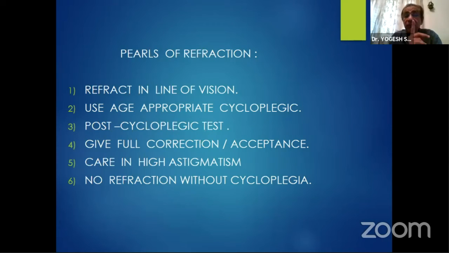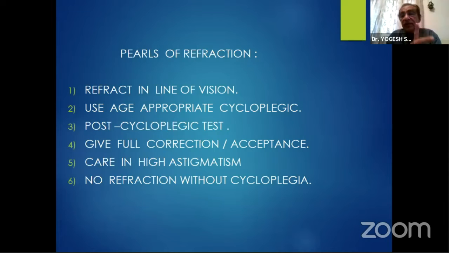Use an age-appropriate cycloplegic drug. In my book, which was published by GP Brothers in 2016, a full book by the name of Correct Management of Refractive Errors and Correction of Spectacles, I have very clearly shown what type of cycloplegic should be used at what age. So age-specific cycloplegic drug is very important to show the full refractive error.